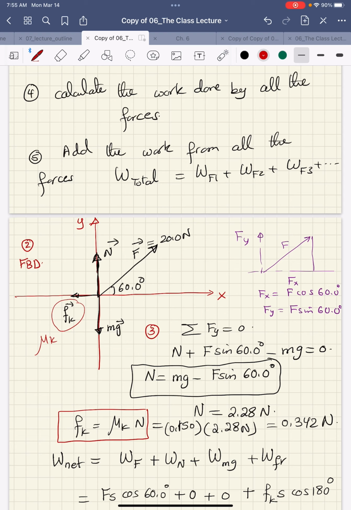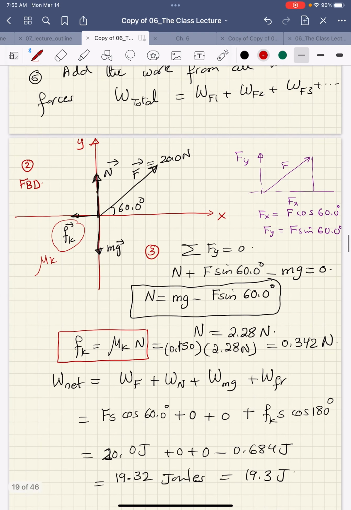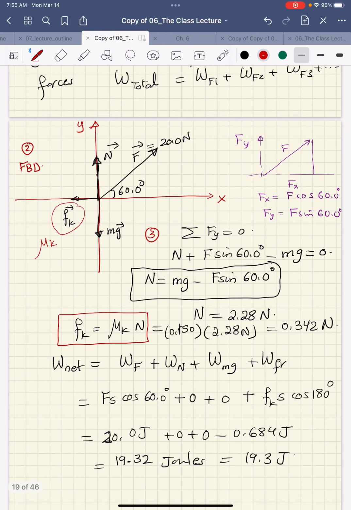I don't need the x component here. I need only the y component. Then I will say sigma Fy equals 0. From the diagram, I can say that N plus F sine 60 minus mg should equal 0. Then the normal equals mg minus F sine 60, and I have calculated this as 2.28 newtons. After that, this is the step where I have calculated Fk.